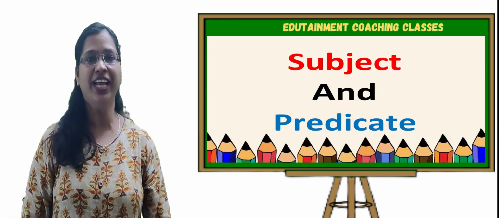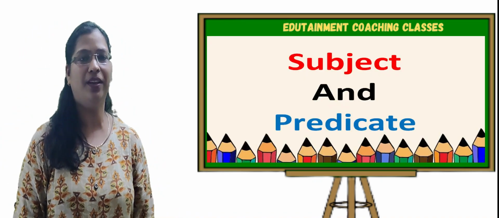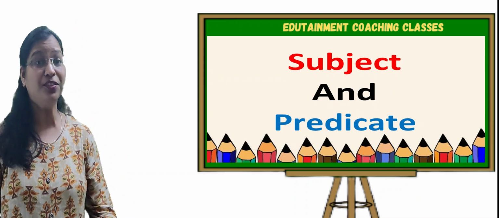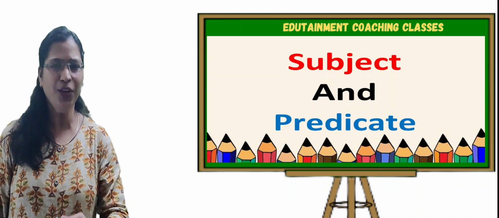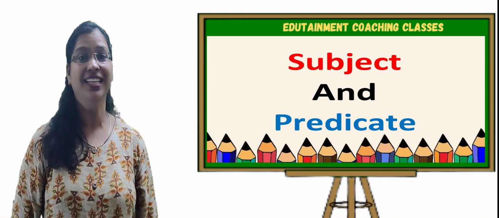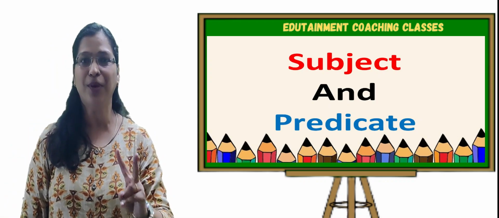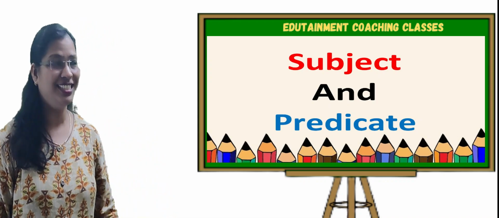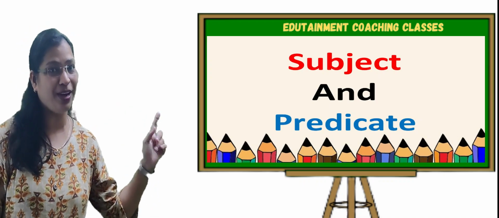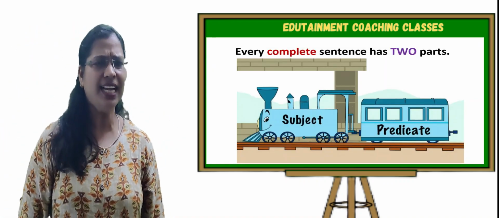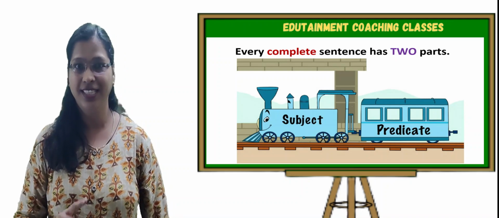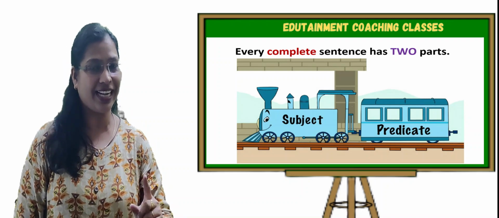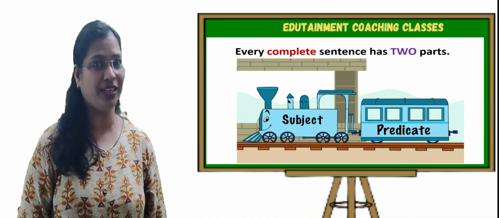Friends, every day we communicate with so many people using so many types of sentences. But do you know that every sentence is made up of two important parts? That is subject and predicate. Every complete sentence has two parts, subject and predicate. Let us learn more about it today.